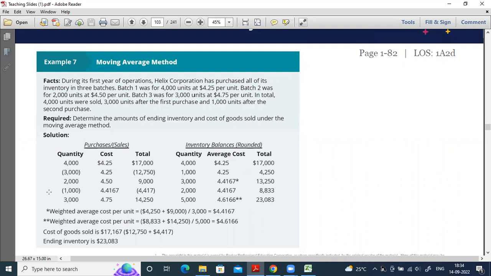Then again the last one we purchased another 3000 units. Now this you should understand. When you purchase the 3000 units, at what rate did you purchase? 4.75. So 3000 into 4.75 is 14,250. Then the balance will be 2000 plus 3000, it will be 5000. Then the amount 8,833 plus 14,250 is 23,083.